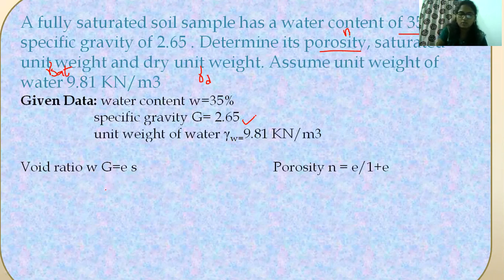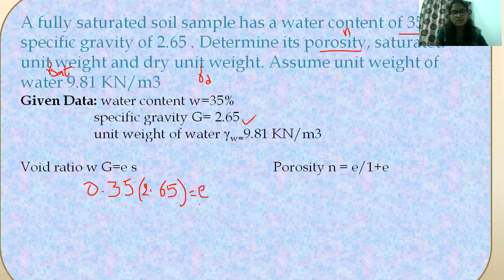w is equal to 35%, so make it 35 by 100, that is 0.35. And specific gravity G is equal to 2.65. So 0.35 into 2.65 is equal to e into S. What is the value of S?